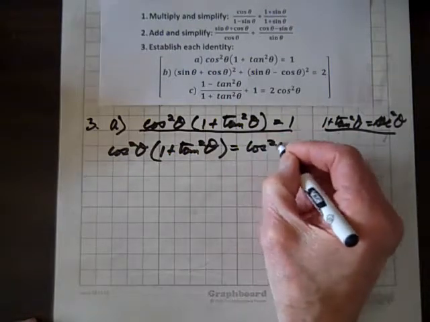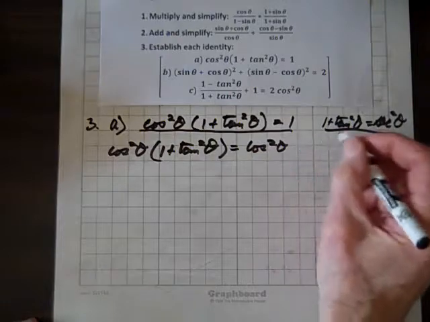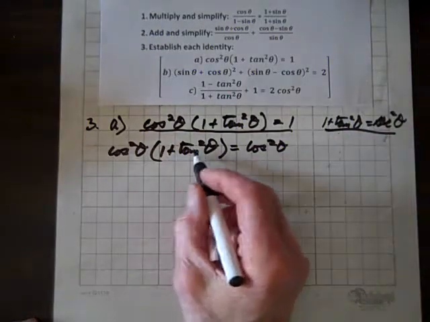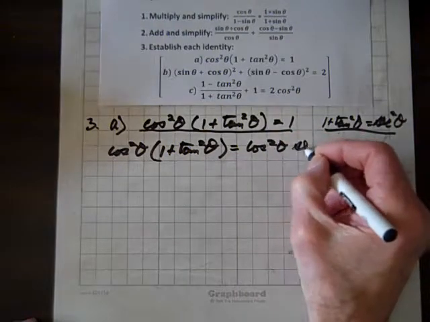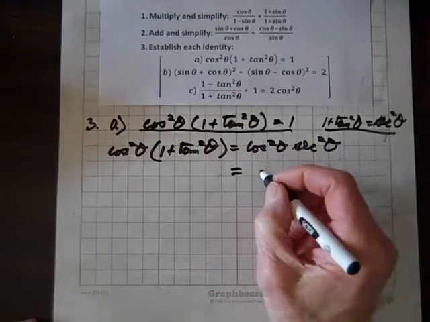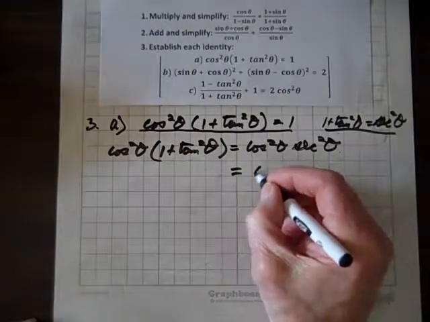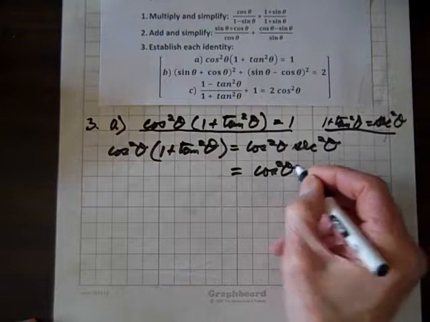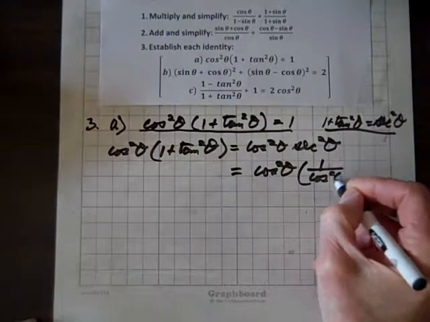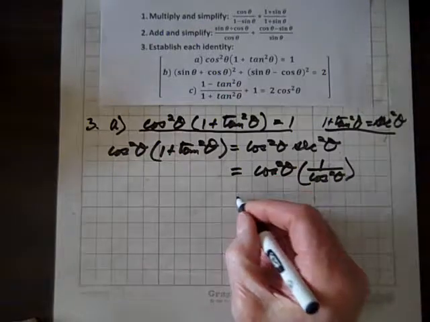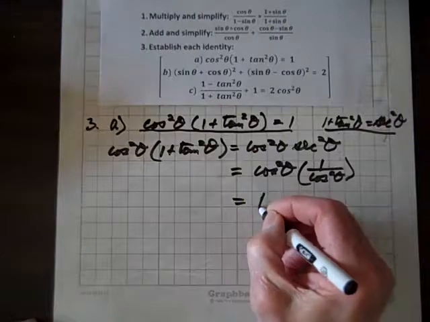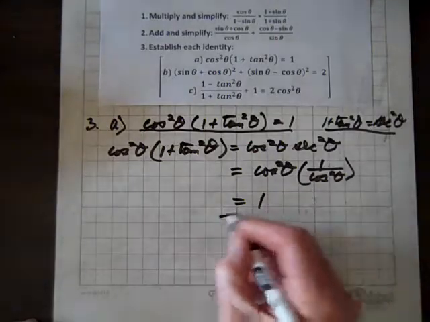Cosine squared theta times, and because of this identity, I can equate this to secant squared theta equals. Now this is the same as cosine squared theta times 1 over cosine squared theta. And the cosine squared thetas divide out, and that equals 1, and we're done.